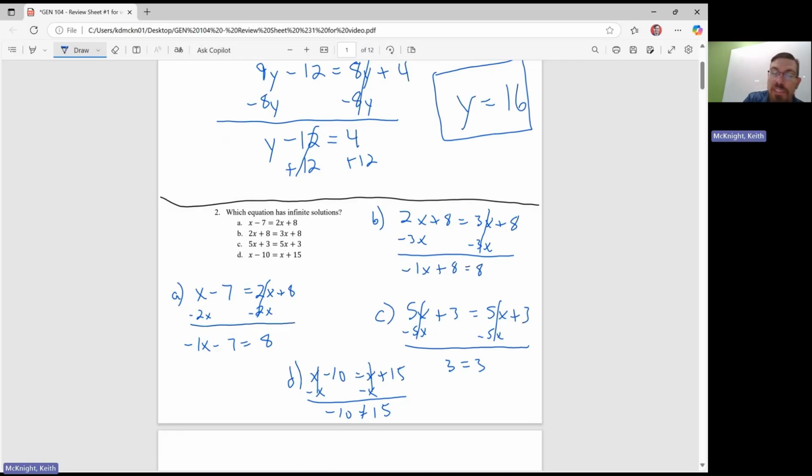So we know that since in C the variables canceled, and we got a true statement at the end, that is going to be our infinite solution scenario. So C would be our final answer. Okay.